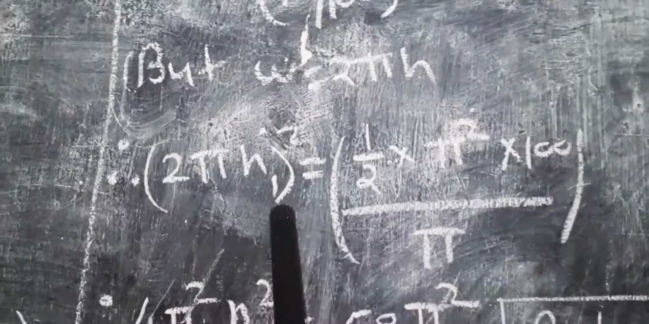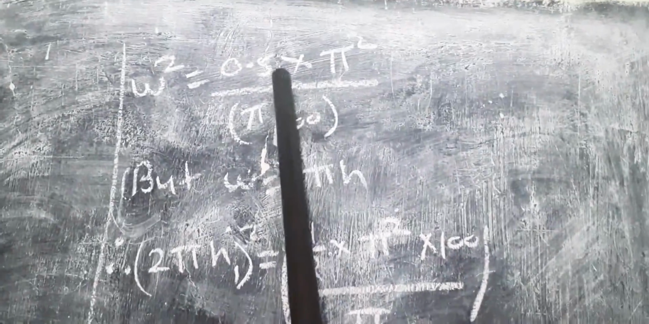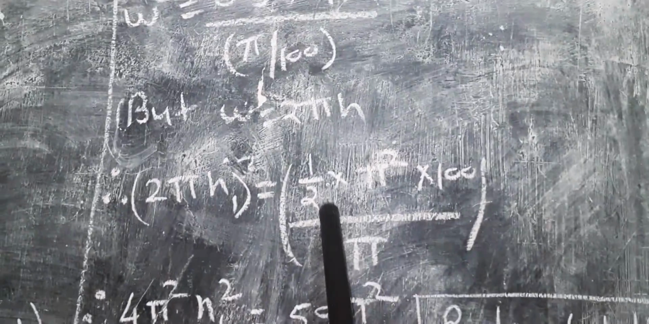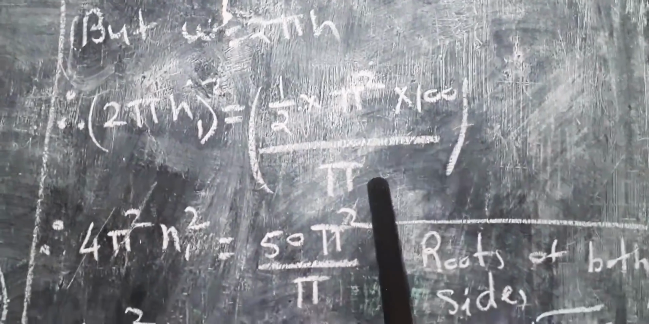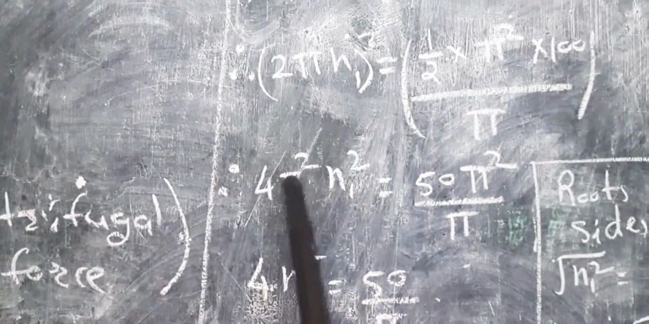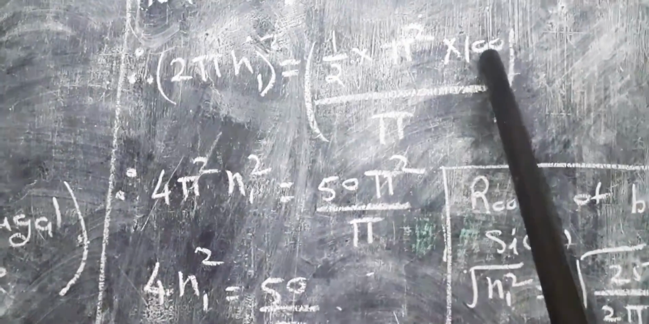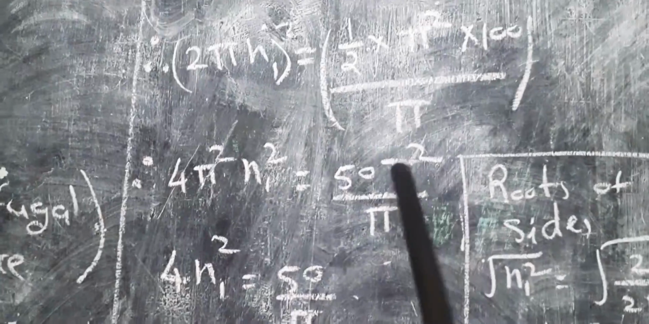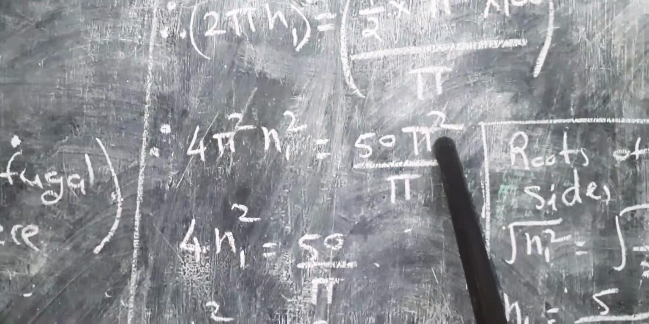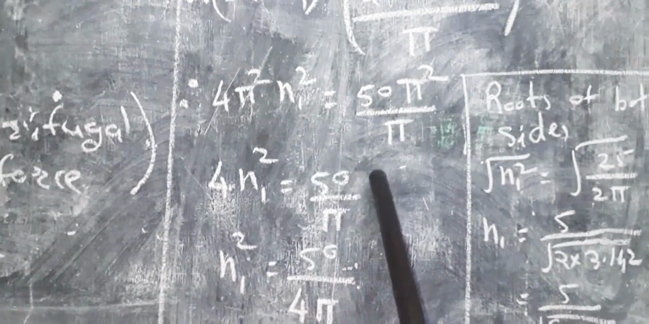We call this n as n1, which is equal to 0.5. We can write 0.5 as 1 upon 2, the meaning is the same. So we get 1 upon 2 into pi square into 100 upon pi. Squaring the term, we get 4 pi square n1 square is equal to 50 pi square upon pi. This pi square and this pi square on the left hand side and right hand side get cancelled. So what is remaining? 4 n1 square equal to 50 upon pi.